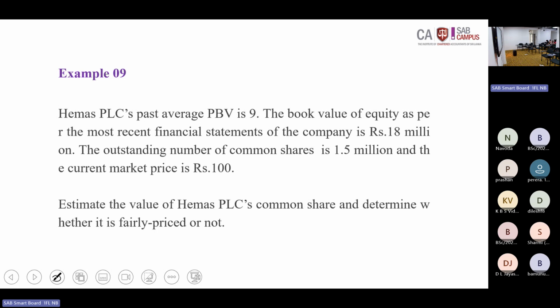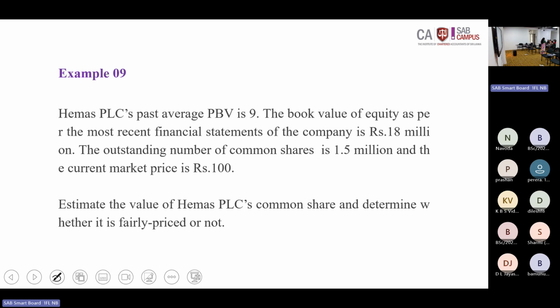Marks PLC, their past average price to book value ratio is 9, and the book value of the equity as per the most recent financial statement is 18 million. Outstanding shares 1.5 million, and the current market price is 100. So you have to identify the common share price. Okay. Book value per share.